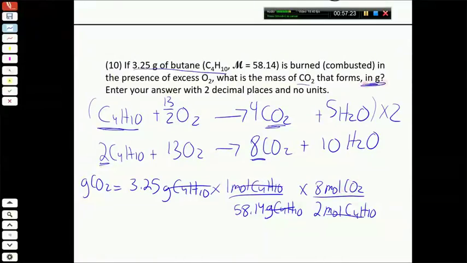But we're looking for a mass in grams. So the last step then is to again use molar masses. I should have given it to you here for CO2 so you don't have to calculate it. But CO2 is 12 plus 32, which is 44. So 44.01 grams of CO2 for every 1 mole of CO2. And that gives us then finally the mass of product, which comes out to 9.84.